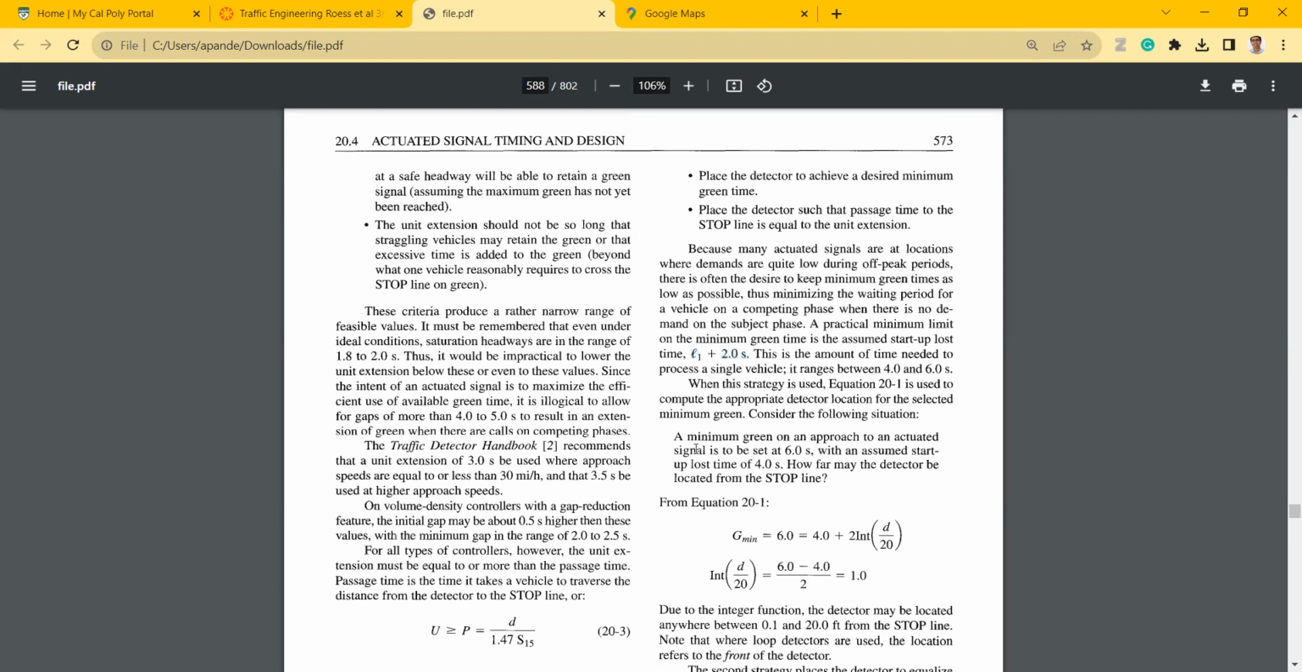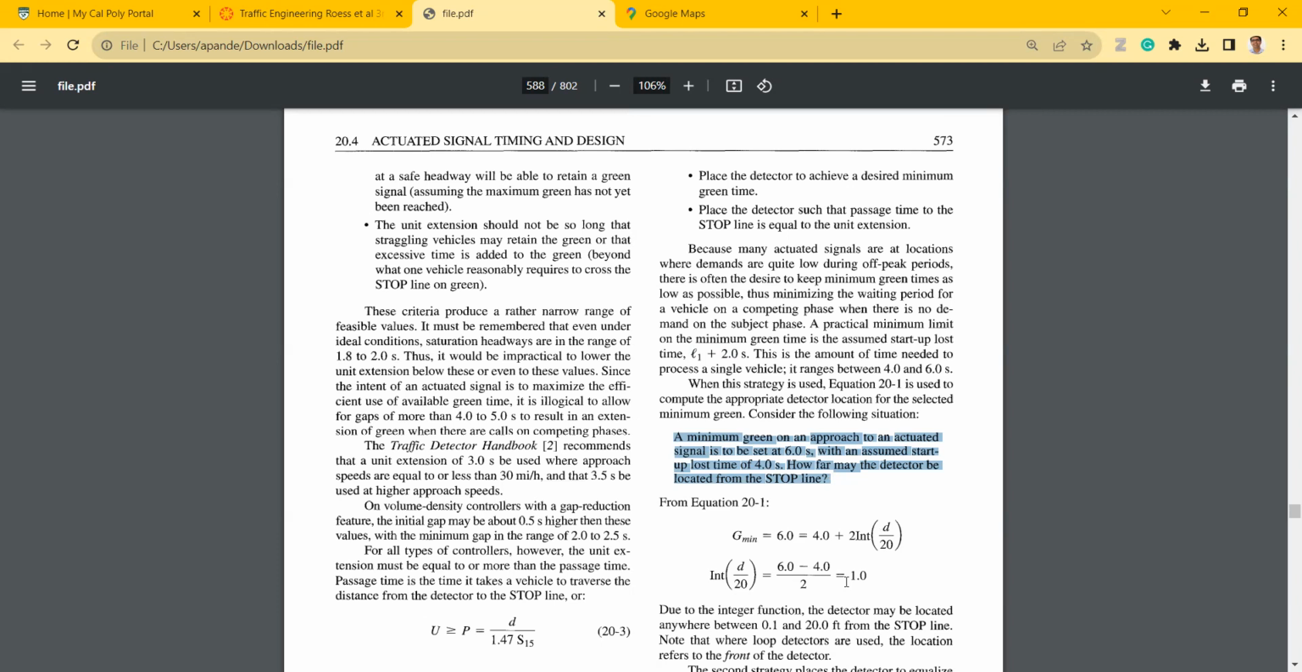So they have a quick question here. A minimum green time on an approach with an actuated signal is set to be 6 seconds. So if you want to provide a minimum green time of 6 seconds, where do you want to place the detector, right? And loss time is assumed to be 4 seconds. So 6 equals 4 plus 2 times integer of D over 20. You get D over 20 is equal to 1, right?